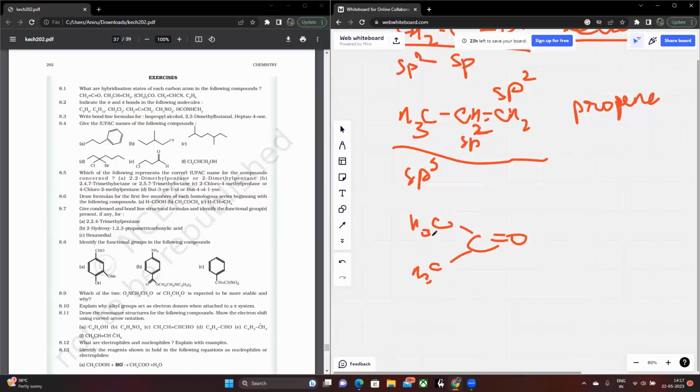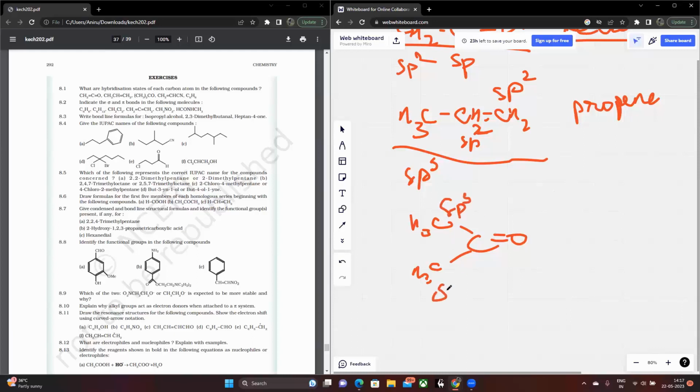Acetone, 2-propanone, or propanone is the same, right? You can't have any other place for the C=O in propanone. So it's basically propanone or 2-propanone or acetone, whatever you want to call it. Again, the same rules as before apply.